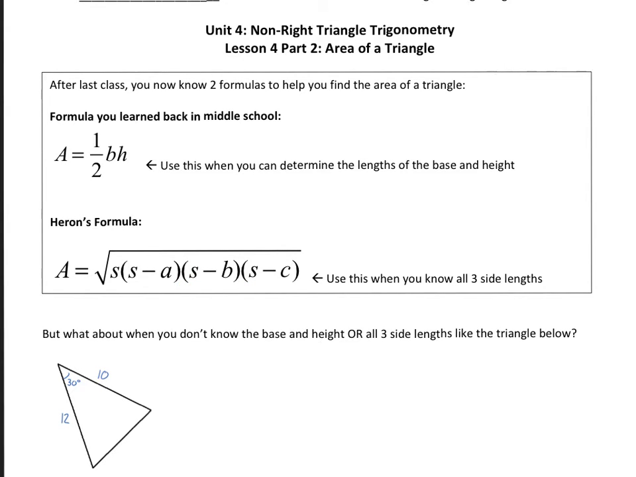S is just standing for something called the semi-perimeter, which is just half of the perimeter of the triangle. So you find the perimeter of the triangle, divide it by 2, and that's S. And then you can just plug in A, B, and C, which are the three side lengths of the triangle. And then obviously you remember the formula for area of a triangle that you learned back in middle school. Today you are going to be talking about a third formula for area of a triangle.